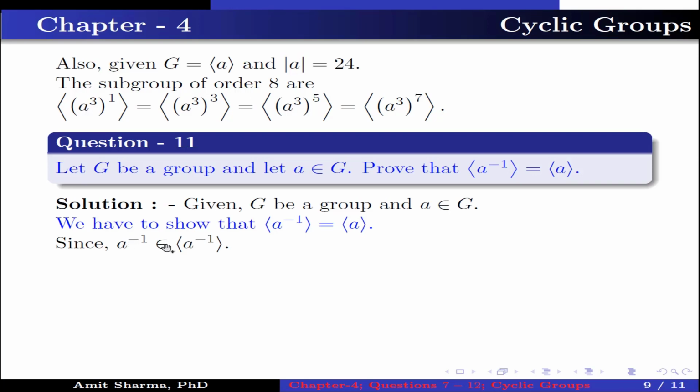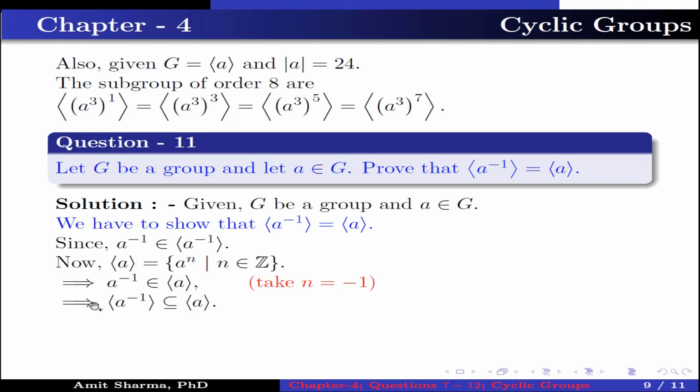Since A inverse is contained in the group generated by A inverse, now the group generated by A contains the elements of the type A to the power n where n belongs to Z. This implies A inverse belongs to the group generated by A. Why is it so? By taking n equal to -1. This implies the group generated by A inverse is contained in the group generated by A.